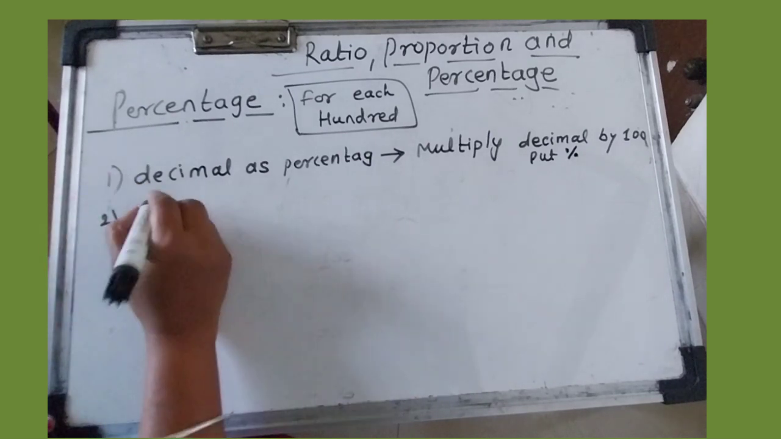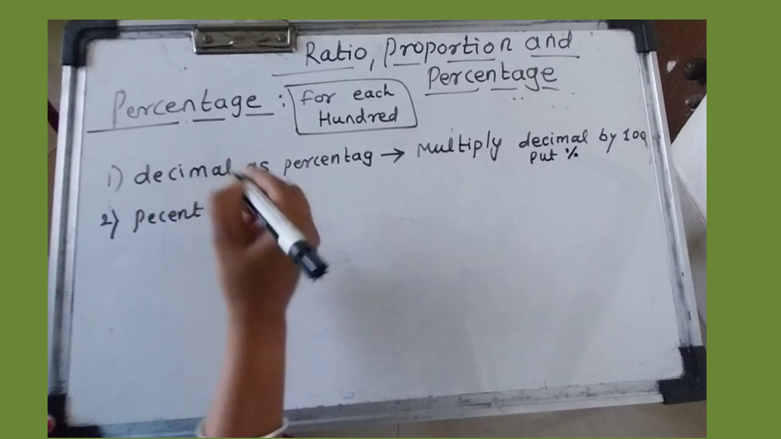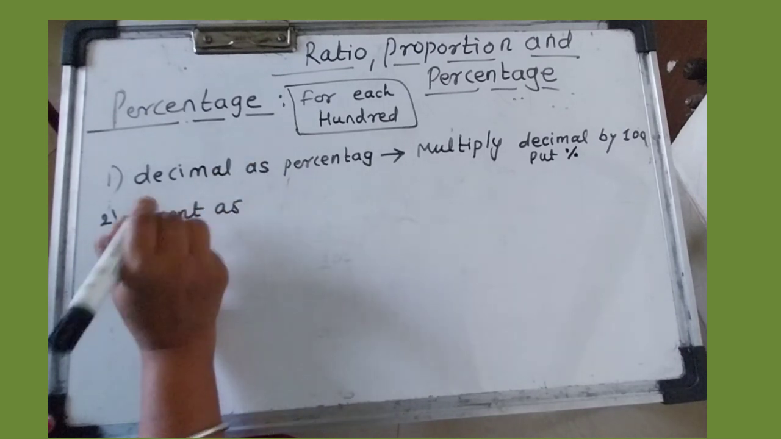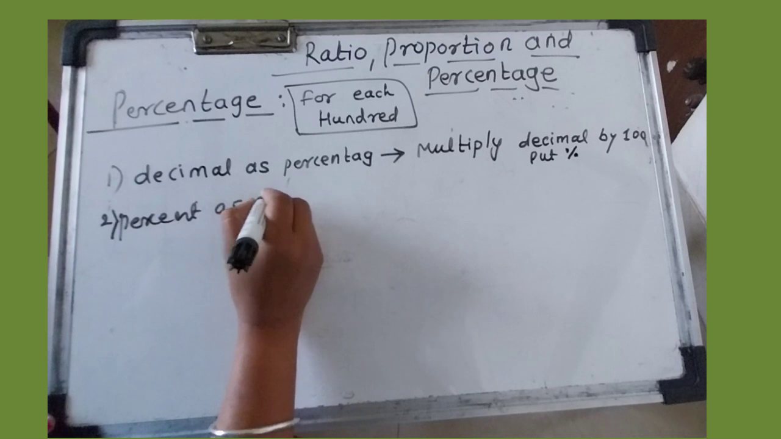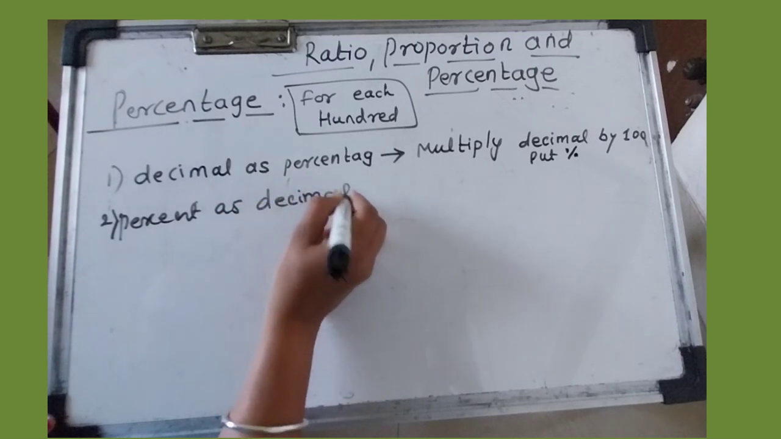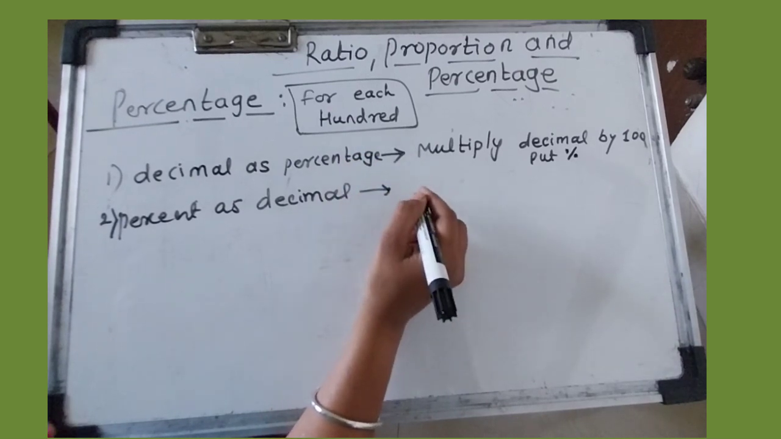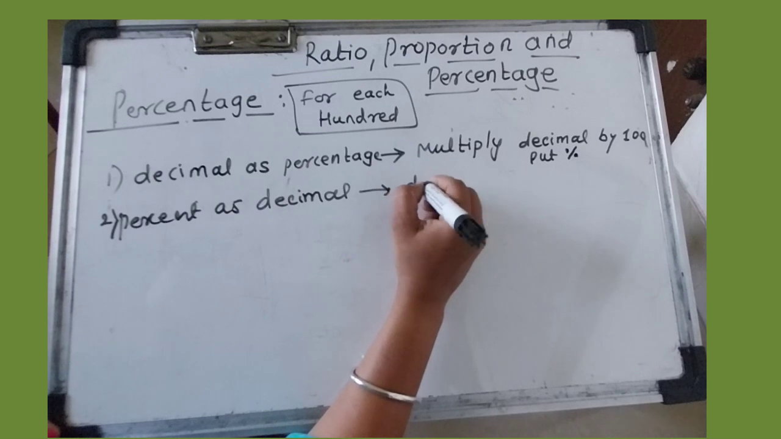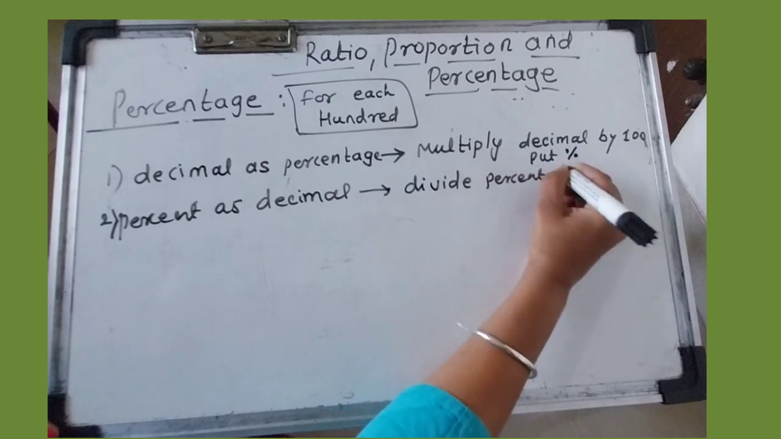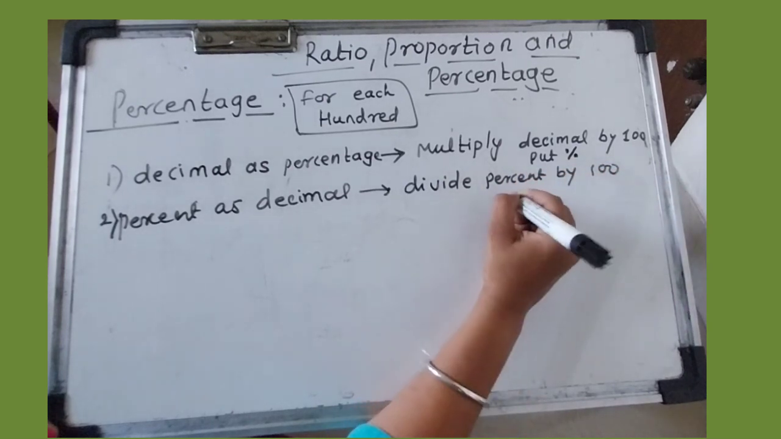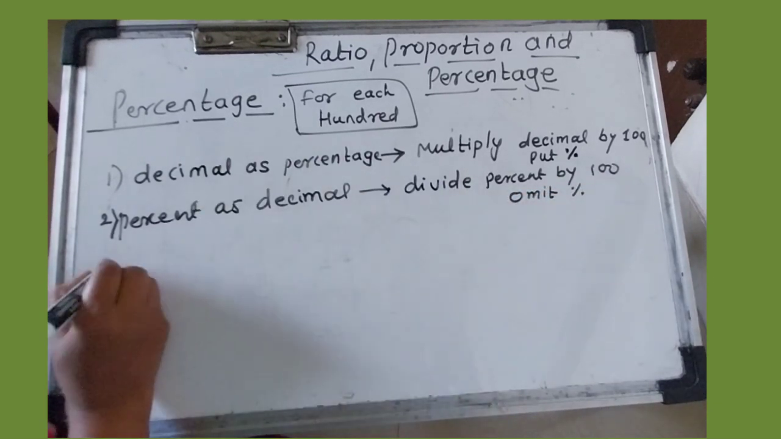Second, percent as a decimal. I write it as a percent, as a decimal. Vice versa. So what we have to do here? Divide the percent by 100 and omit the percent sign.